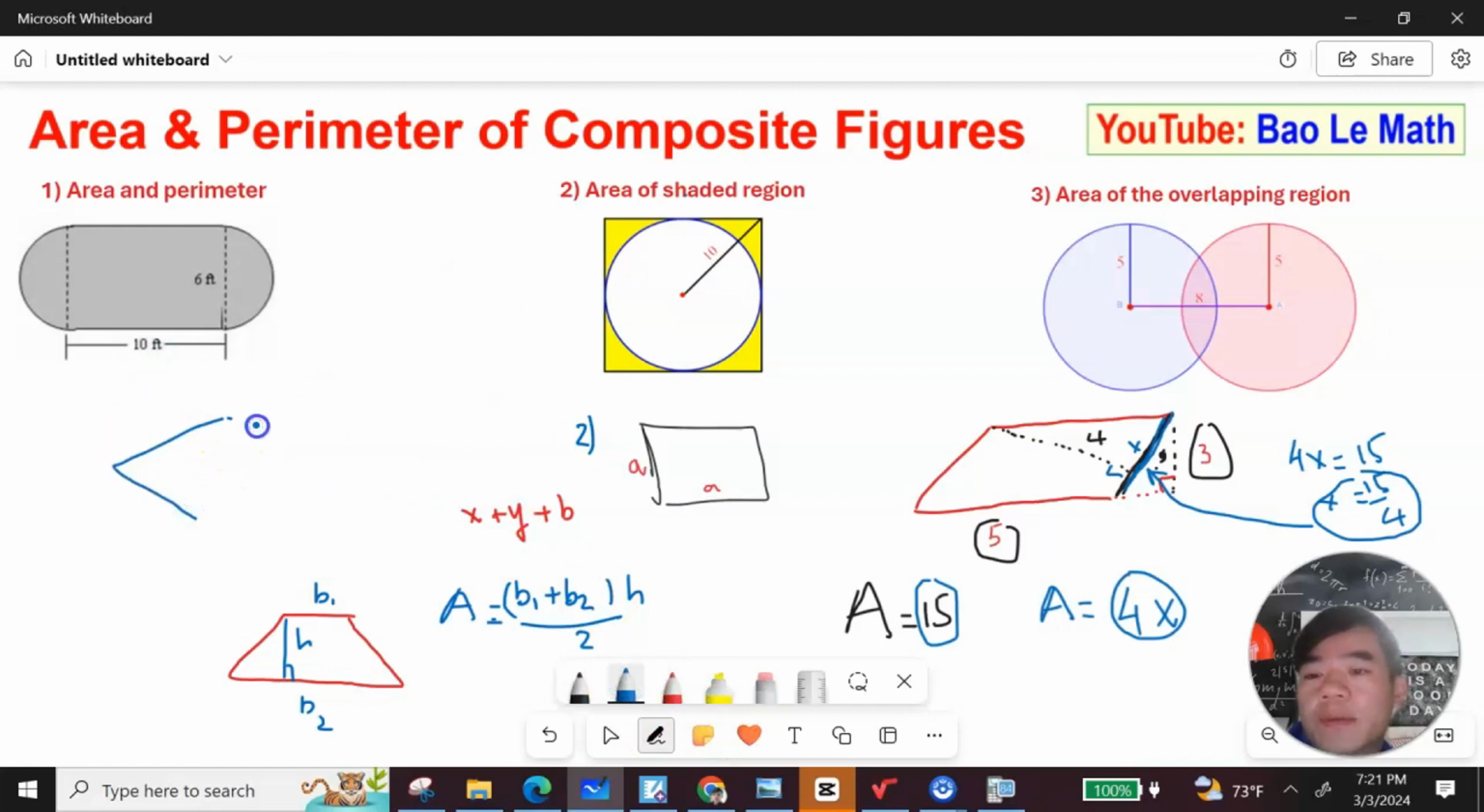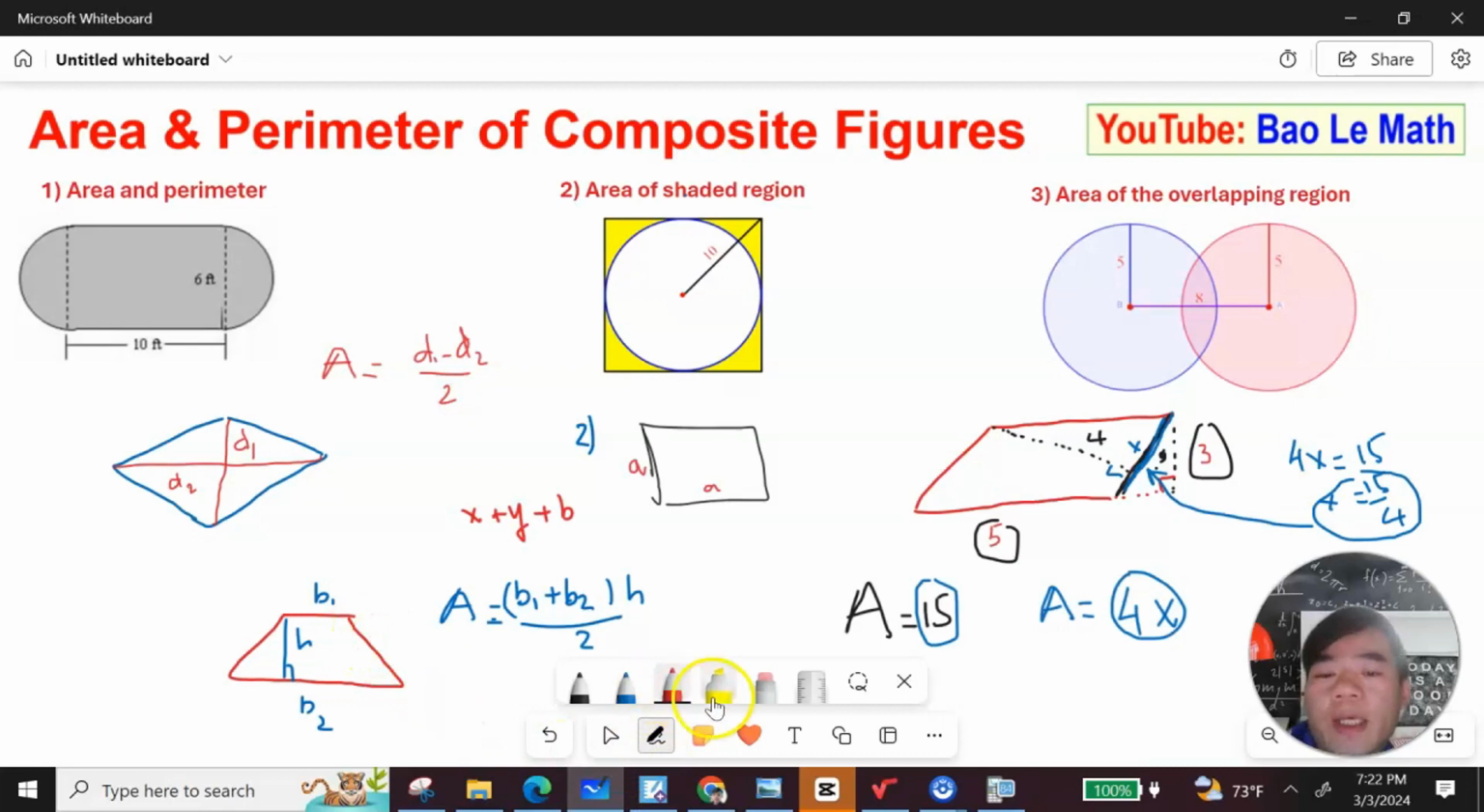So I have the rhombus right here. The rhombus has all sides congruent and two perpendicular diagonals. I call the first diagonal D1 and the second diagonal D2. So the area is going to be equal to D1 times D2 divided by 2.